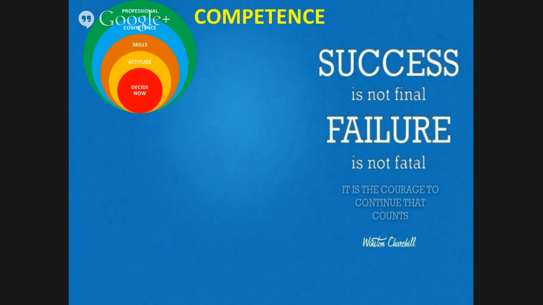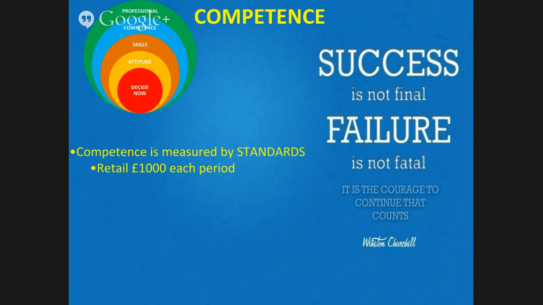Once you've got your skills in place, so we've looked at you making the decision to become professional, working on your attitude to put things in place, to get the right mentality in place and to have the attitude of success. That will then push you to learn the skills and become better than mediocre, better than being an amateur, and that will give you competence. Now, competence really is just a measure of standards. Everyone has standards. The first one that you're taught is to retail £1,000 each period. It's just a standard, but it's a competence standard.